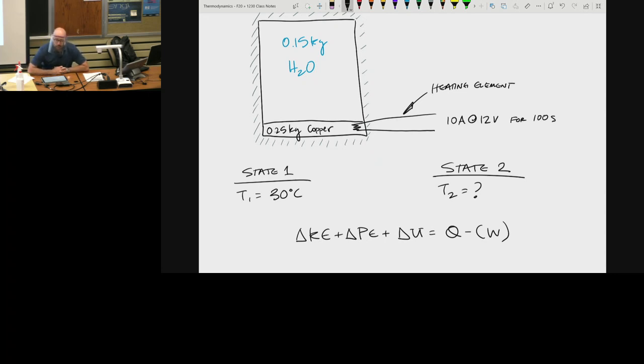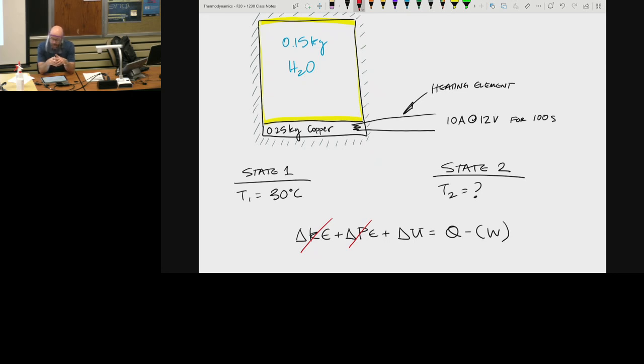Here I have a choice about what system to choose. I've always told you to choose the simplest system possible. So I'm going to choose the water as my system. I know it's not moving. There's no velocity given and no height change given, so my kinetic energy and potential energy effects are negligible.